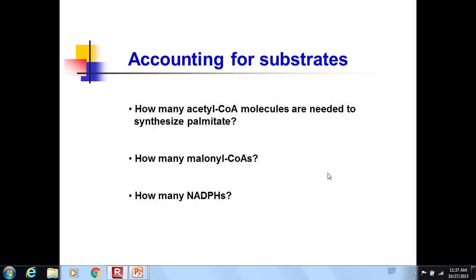Counting for substrates, right? Hopefully this will help us understand the whole process of fatty acid synthesis. First, how many acetyl-CoA molecules are needed to synthesize palmitate, which is 16 carbons? How many acetyl-CoA is required? Remember we talked about those cycles, the first cycle and the following cycles, they actually have a different requirement, right?